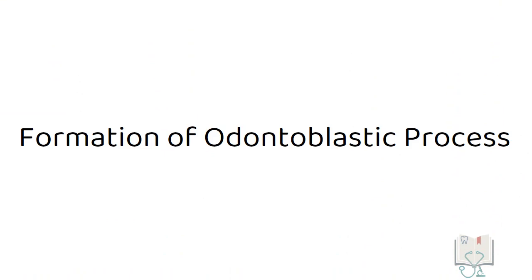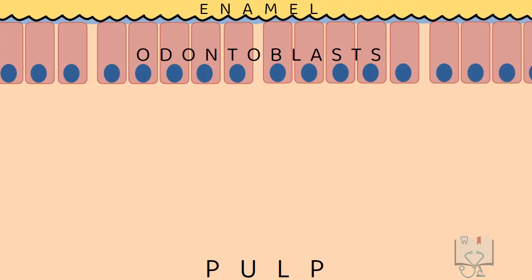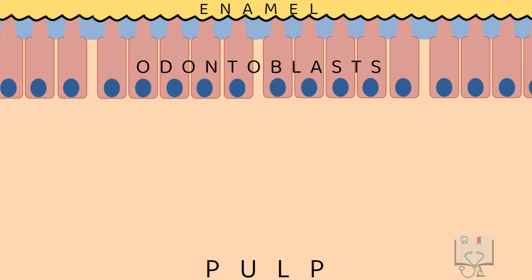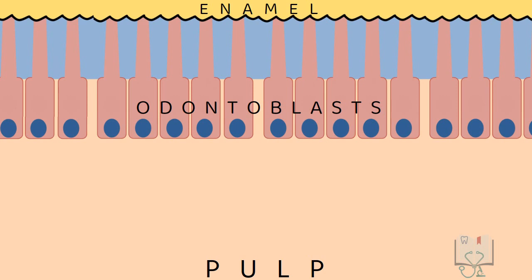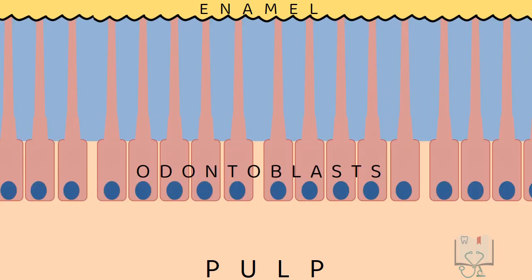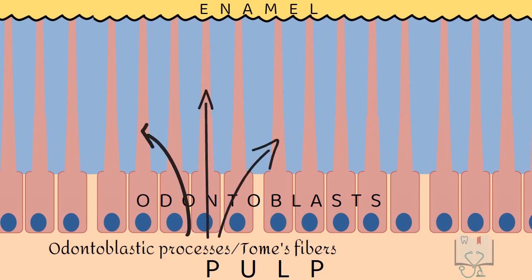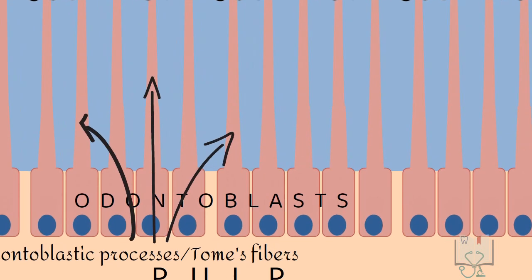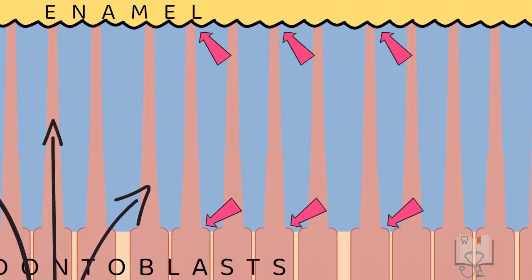Formation of odontoblastic processes. This is a unique feature of dentinogenesis. As odontoblasts deposit dentin and move backwards, they leave an extension of cells in the forming dentin. As cells continue moving backwards, these extensions continue growing in length. These cell extensions are odontoblastic processes, which extend from the odontoblasts to the dentino-enamel junction.